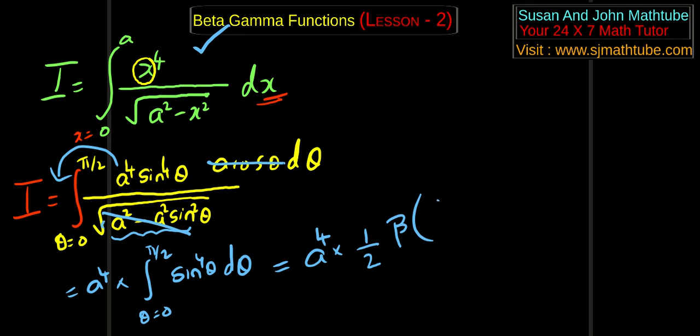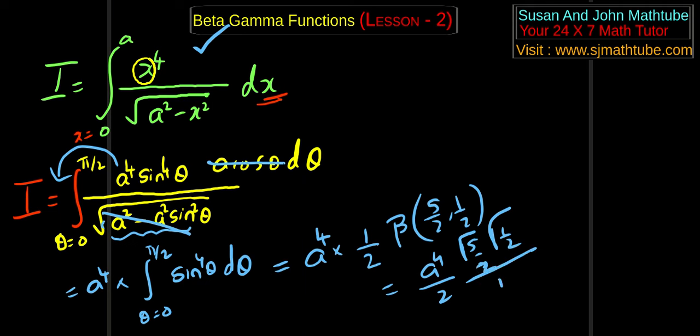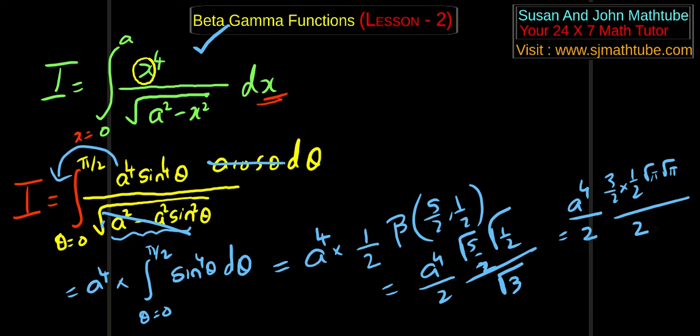4 means 4 plus 1, 5, 5 by 2 and 1 by 2. And that will be a to the power 4 by 2, gamma 5 by 2, gamma 1 by 2 by gamma 6 by 2. And that will be a to the power 4 by 2, 3 by 2, 1 by 2, root pi by 2 factorial. So 2 factorial is 2 into 1, 2. So 16 comes, the answer is 3 pi a to the power 4 by 16.